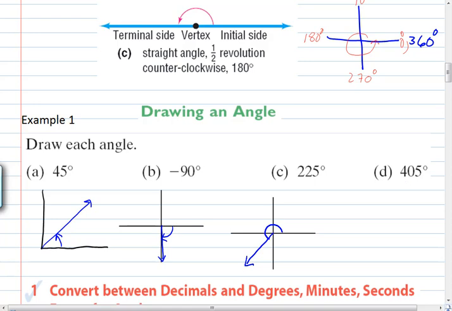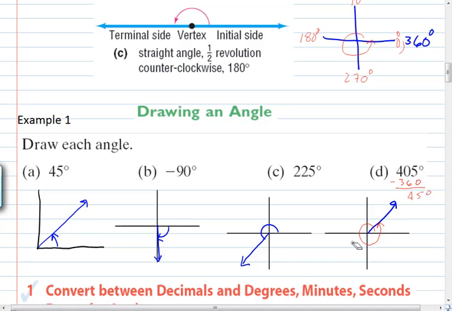And then 405 degrees. What can you tell me about this angle? It goes completely around. 360 from 405 is what? 45. So this is going to stop right here in quadrant 1. But when I look at the measure, it's going to go all the way around and then stop right here. And how we got that was we said 405 minus 360 is 45 degrees.